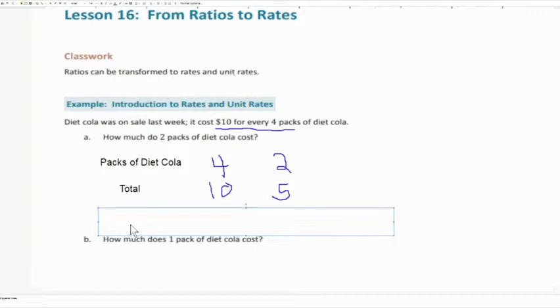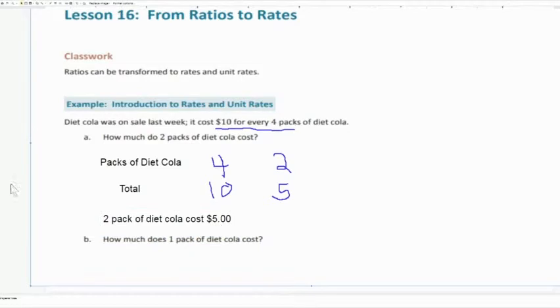A 2-pack of Diet Cola costs $5. And now this is where the dollar sign would actually come in. Oops, I forgot the actual 5. So this is your rate: 2 packs of Diet Cola, and then the cost of $5. This table up here in the blue, those are the ratios. The rate, of course, would be the actual answer.